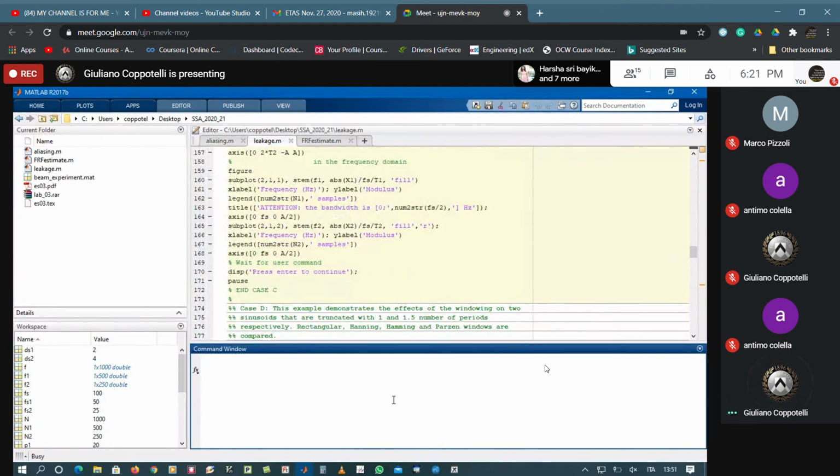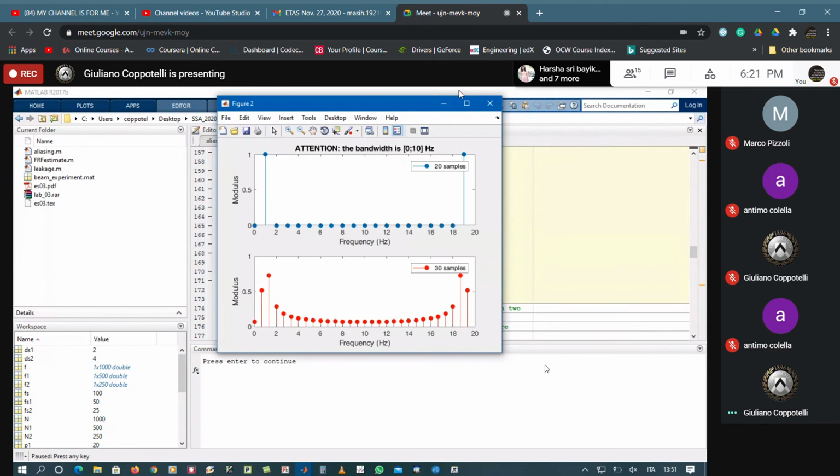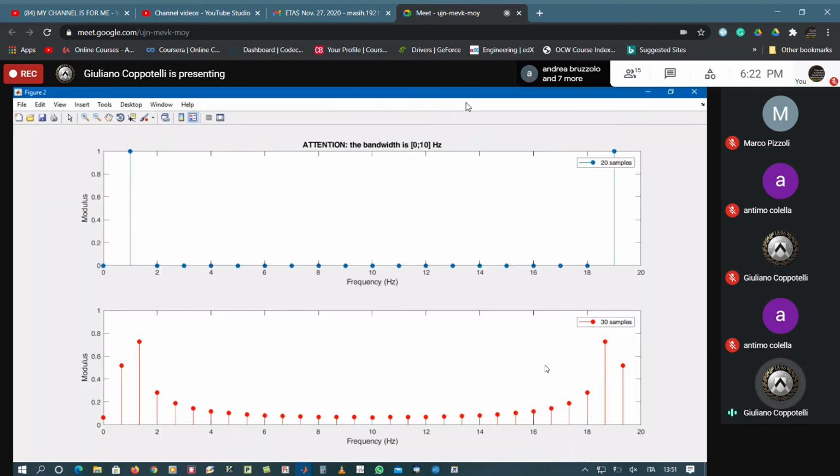And here we are. Because we increased the number of samples in the time domain, the identification is a little bit more accurate than before, but we are not able to fully solve the leakage problem, okay? Because as you can see, in the case of 30 samples, we have additional frequencies, with respect to the other one, popping up from the x-axis. That is typical evidence that there is a leakage problem.